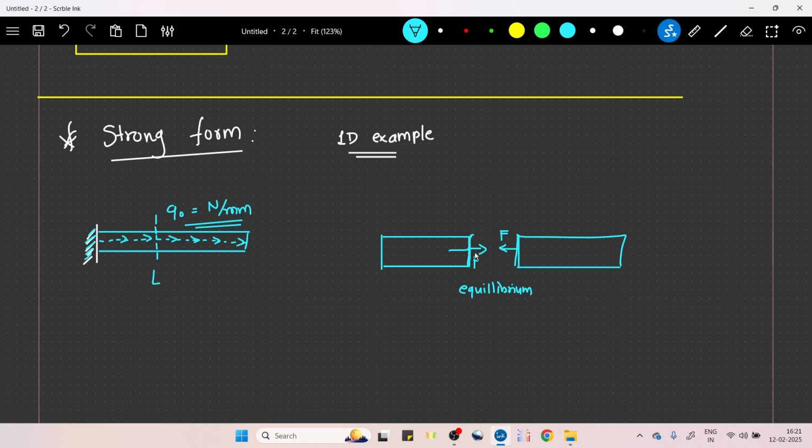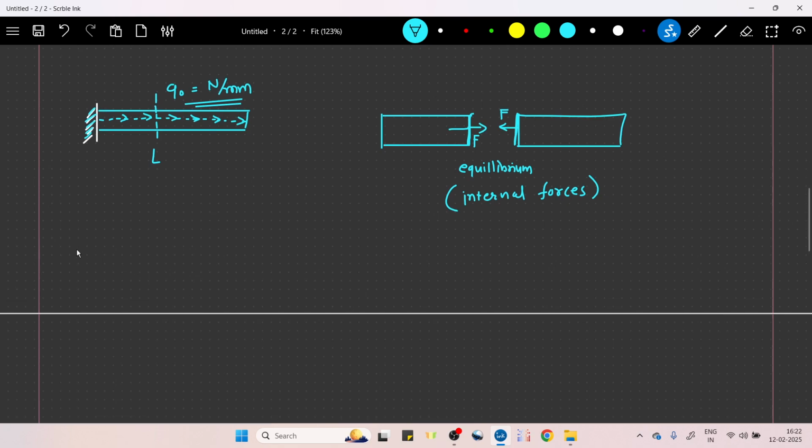So we can say this section for this member will have F, and this section for the right-hand side member will have the opposite force F, so that they are in equilibrium. F is nothing but the internal forces. So with this understanding, let's continue. What next? We will take one infinitesimal section here.